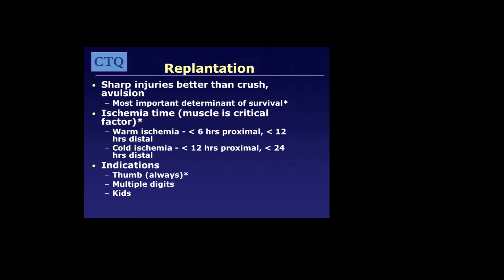In replantation, sharp injuries are better than crush or avulsion injuries in terms of survival, and the mechanism of injury is the most important determinant of survival. Muscle is the critical factor in determining ischemia time. Warm ischemia is less than 6 hours for proximal amputations and less than 12 hours for amputations distal to the carpus because of the decreased muscle. Cold ischemia is less than 12 hours proximally and less than 24 hours distally. Best indications for replantation are the thumb, multiple digits, and kids.